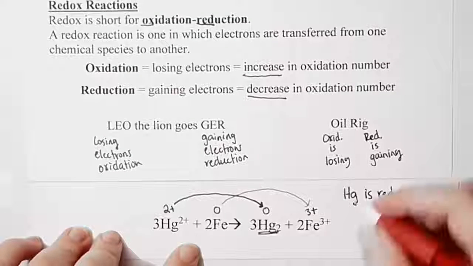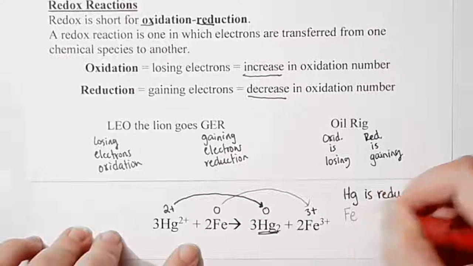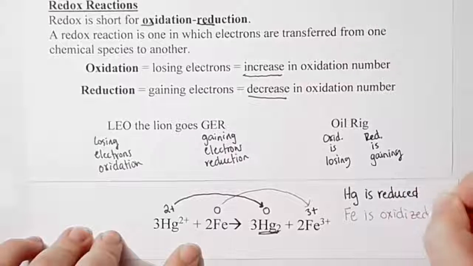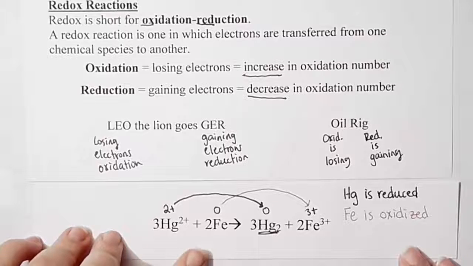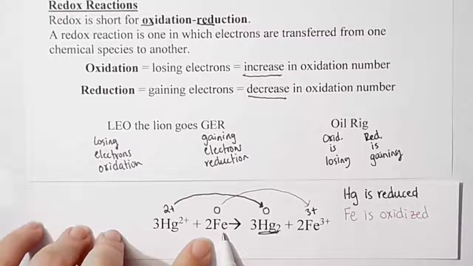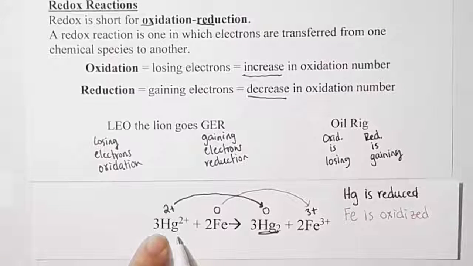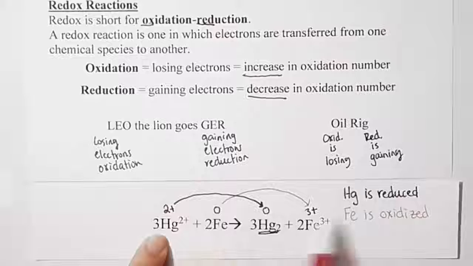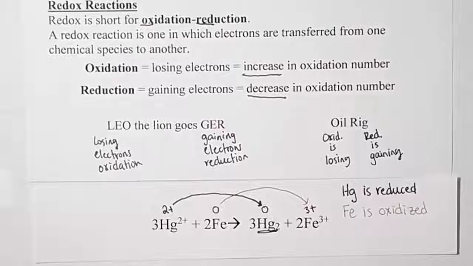Now if I then look at the iron, it went from 0 to plus 3, its oxidation number went up. So the iron is oxidized. If I were to talk about electron transfers, if iron is being oxidized and oxidation is losing, the iron is losing its electrons and giving them to the mercury, because mercury is reduced, is gaining. So oxidation and reduction have to happen at the same time. You can't have one without the other. Okay, let's look at another example.